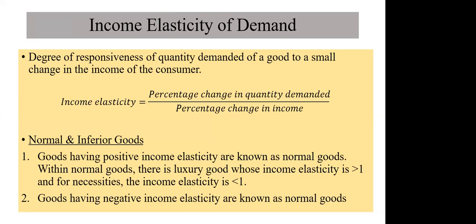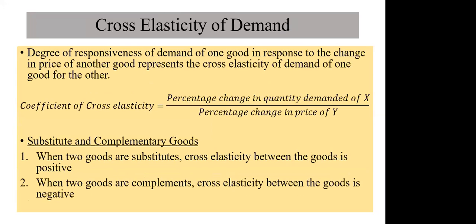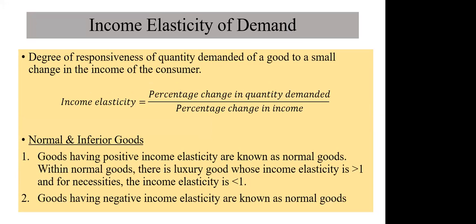And the last one is inferior good. When a good is inferior, it will always have negative income elasticity. What does it mean? When there is an increase in the income of the consumer, the quantity demanded will not increase, it will decrease. That means the two will move in two different directions. That's why goods which have negative income elasticity are called inferior goods. Sorry, there has been some typographical error. I have written it as normal good, but it should be inferior good.